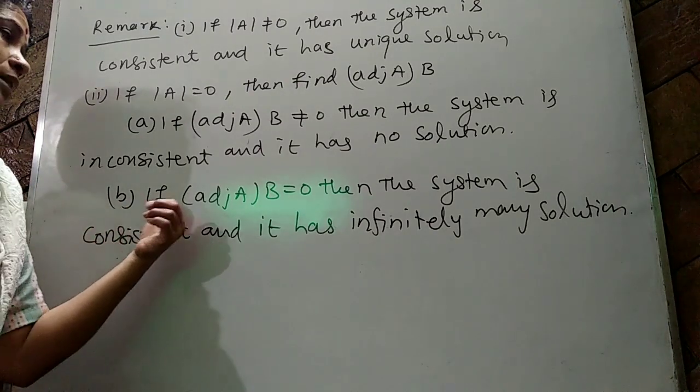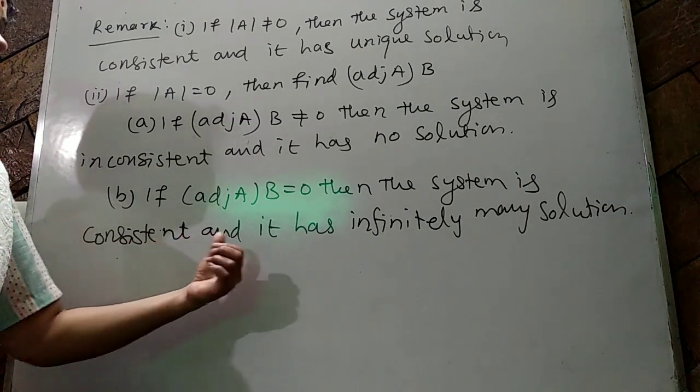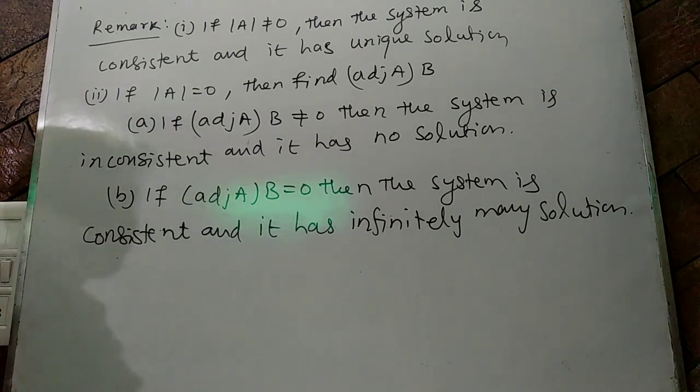In case you are getting adjoint of A into B equal to 0, then the system is consistent and it has infinitely many solutions. How we are getting infinitely many solutions, I will explain with an example.